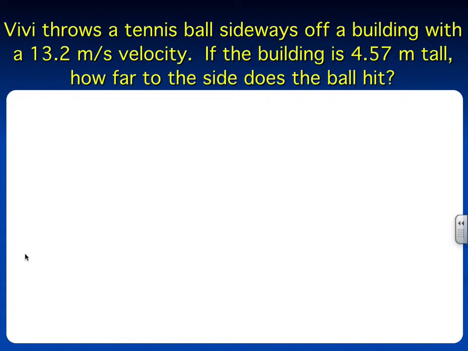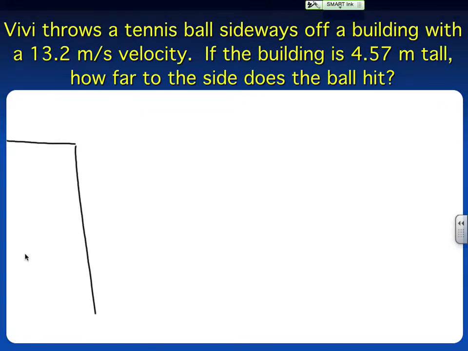If he throws a tennis ball sideways off a building with a 13.2 meters per second velocity, if the building is 4.57 meters tall, how far to the side does the ball hit? So we have our building. This is 4.57 meters. There's Vivi holding her tennis ball. She's throwing the ball how? Sideways. So if it's going sideways, she's shoving it that way at 13.2 meters per second. So that must be my velocity going that way, which is vh.